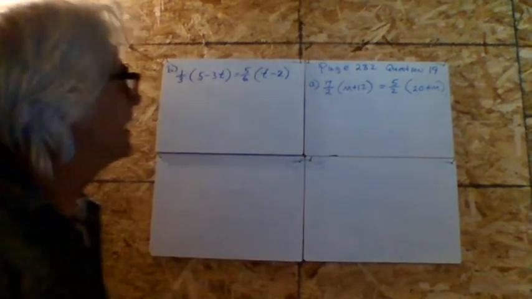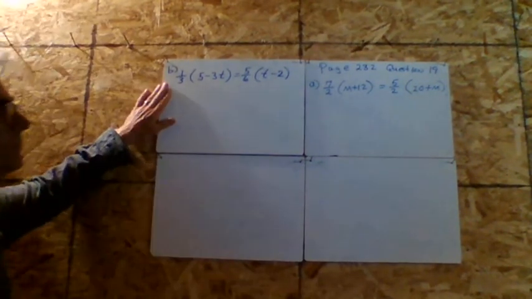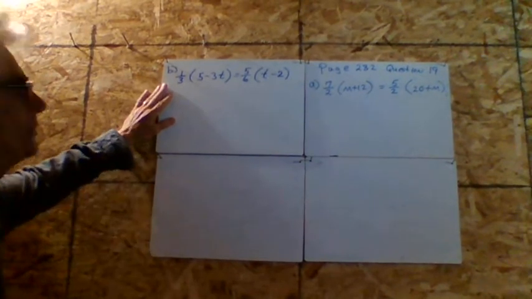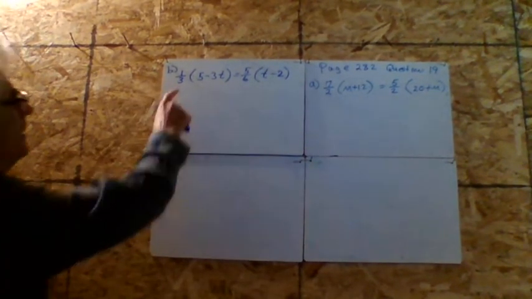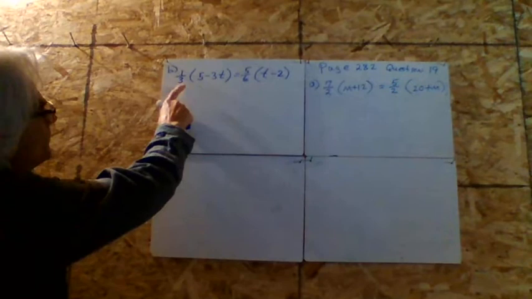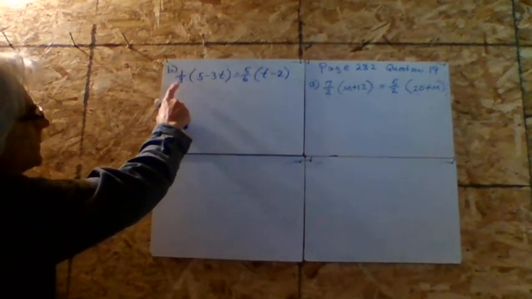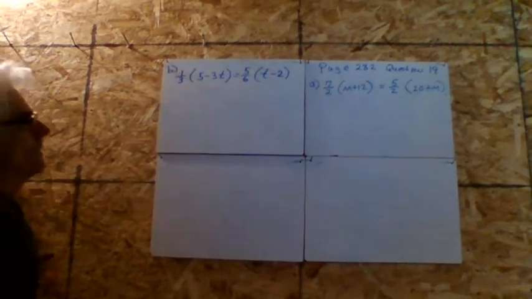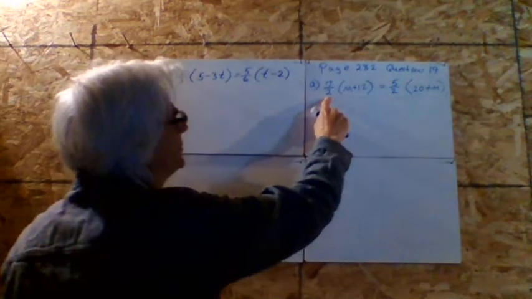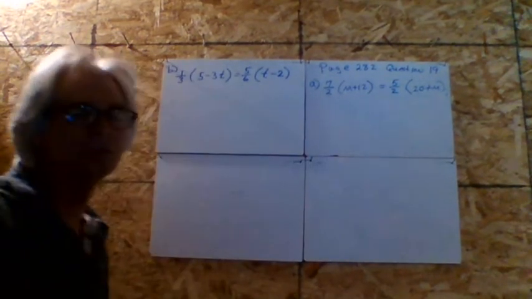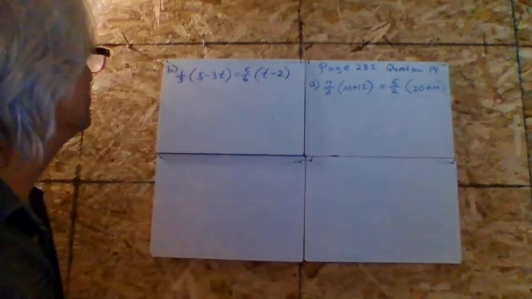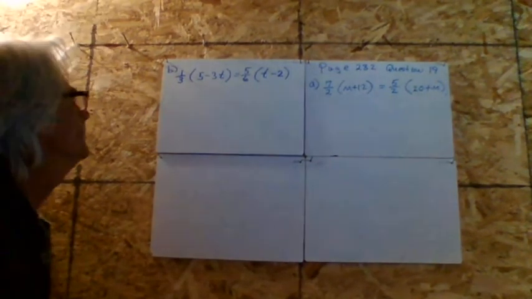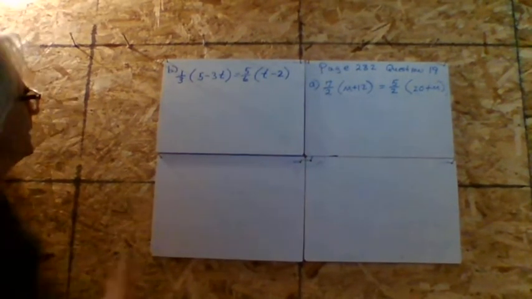I'm not going to do A with you. I'm going to do B. And the reason I'm going to do B, it's a little tougher one because I have a different denominator. I got a 3 and a 6. And this one, in A, I had a 2 and a 2. And you'll see once I do B. So let's tackle B here.